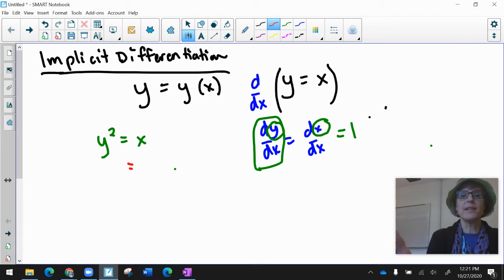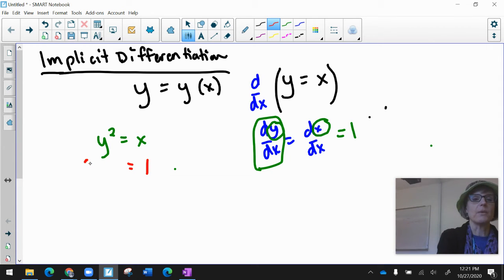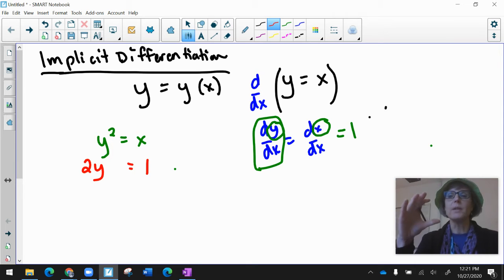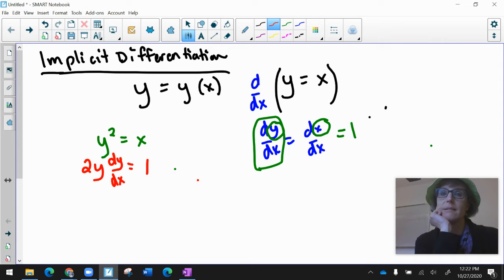well, the derivative on the right side is pretty easy. It's just going to be 1. But on the left side, what I really have is the chain rule, okay? My outside function is the squared, and my inside function is the y. So I have 2 times y. But remember, when I'm doing the chain rule, if the thing inside the function is not just an x, then I have to take its derivative. So the derivative of y is dy dx.